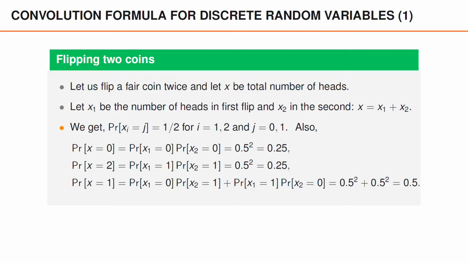More interestingly, to obtain 1 head in total, we can either have x1 equal 0 and x2 equal 1, or x1 equal 1 and x2 equal 0. The probability that x is 1 is therefore the sum of the probability that x1 is 0 and x2 is 1, plus the probability that x1 is 1 and x2 is 0. The probability that x is 1 is therefore 0.5.